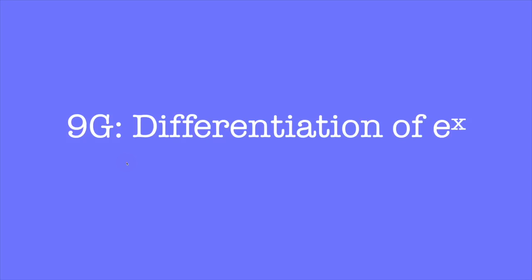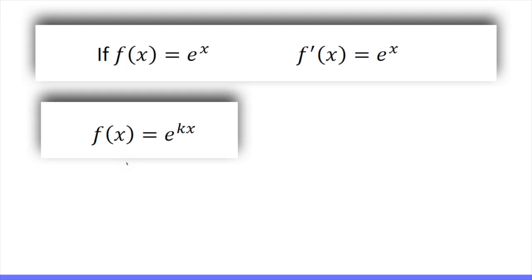9g, differentiation of e to the power of x. Now for differentiating e to the power of x, there is a very specific rule, and it doesn't really look very different, and that's because when you differentiate the function e to the power of x, you get exactly the same function, e to the power of x.